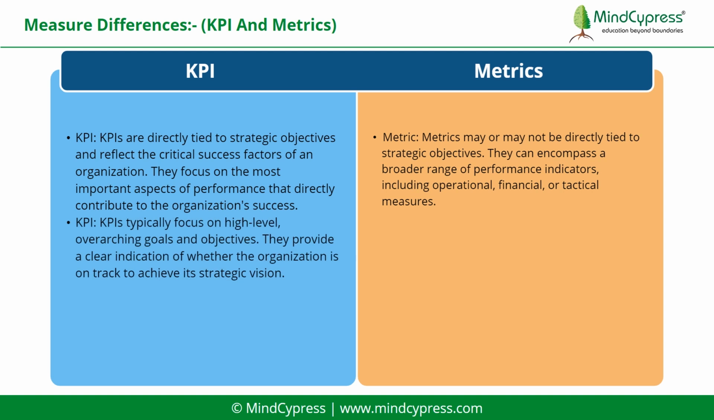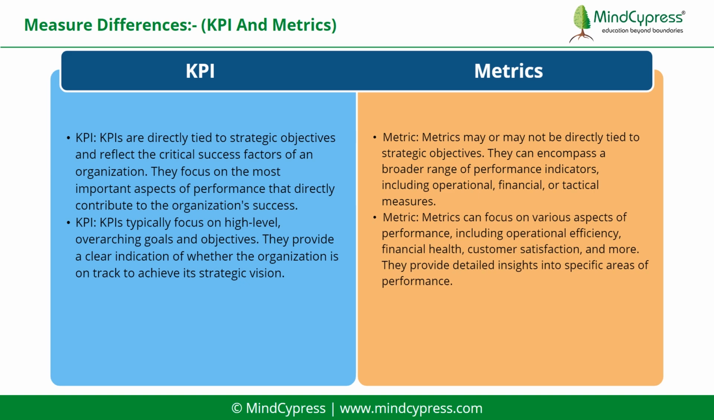KPIs typically focus on high-level, overarching goals and objectives. They provide a clear indication of whether the organization is on track to achieve its strategic vision. Metrics can focus on various aspects of performance, including operational efficiency, financial health, customer satisfaction, and more. They provide detailed insights into specific areas of performance.